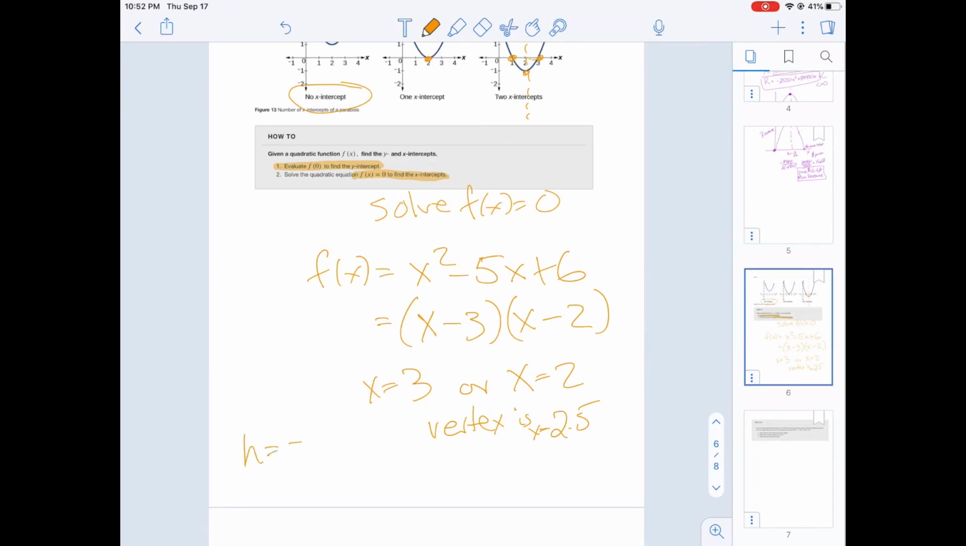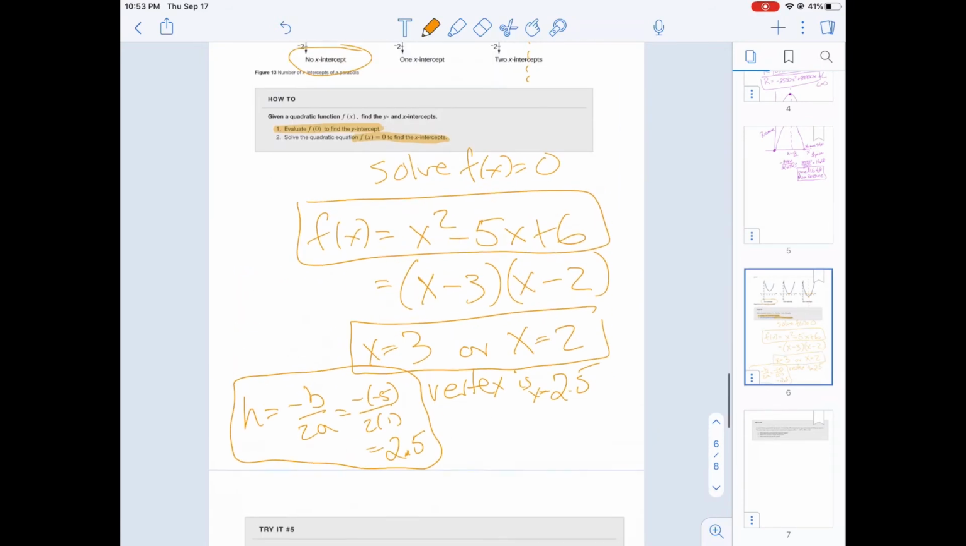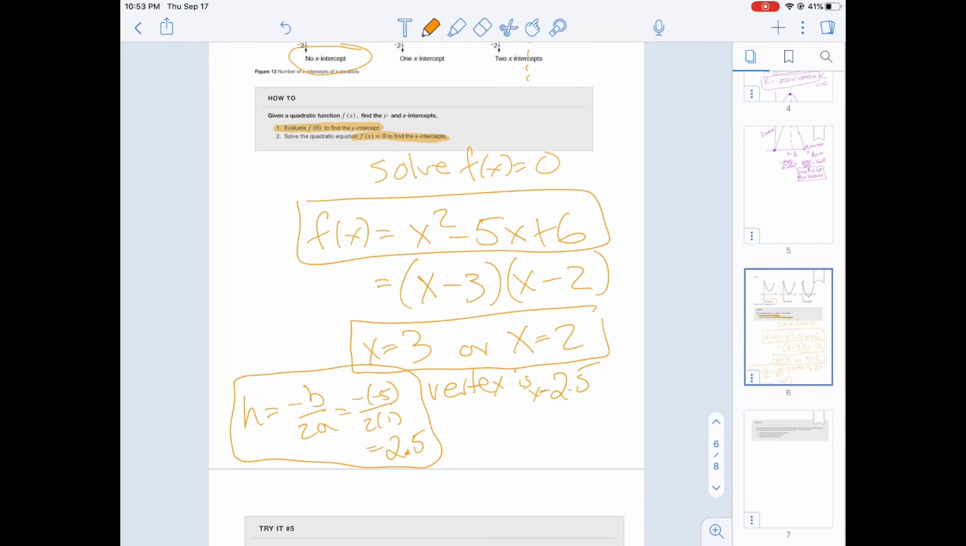And if you check our little formula, h equals negative b over 2a, what does that come out to in our case with this equation? Negative b is negative 5. 2a is 2 times 1. And lo and behold, that comes out to be 2.5. So our little formula finds a value that is symmetrically between our two x-intercepts, 2 and 3.